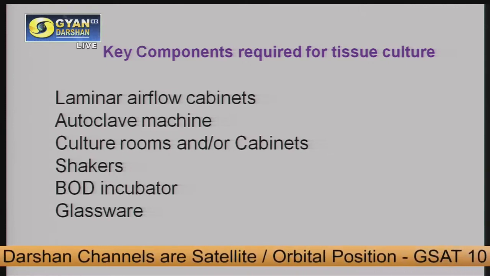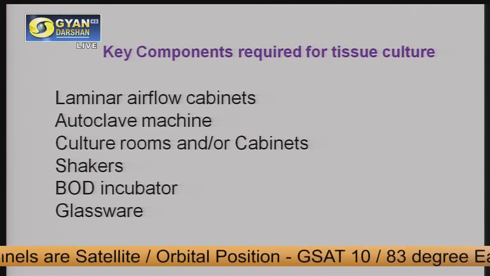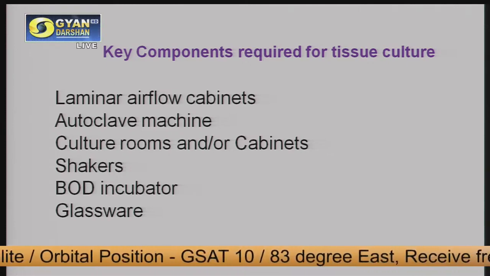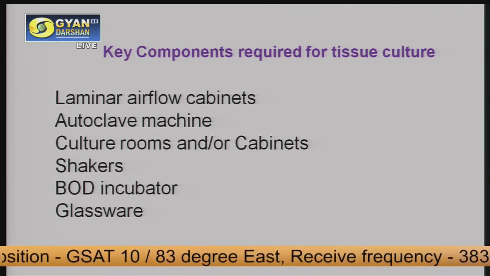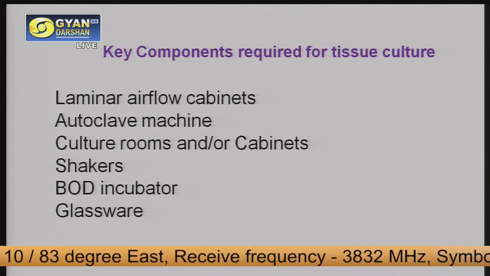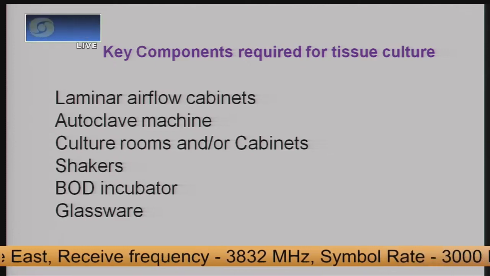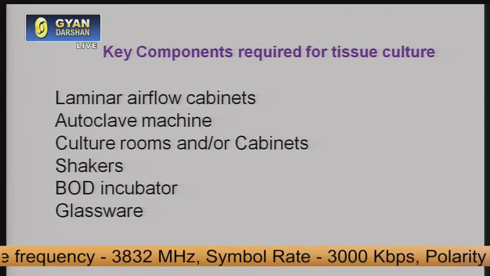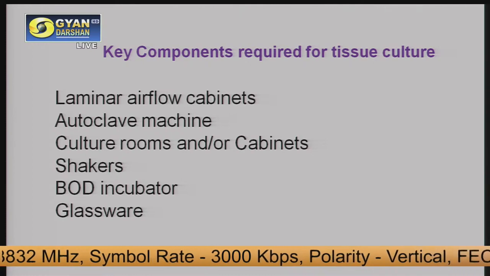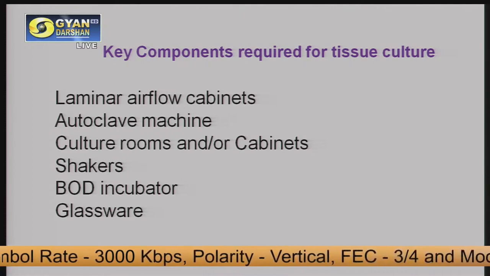Culture room and or cabinets. The culture room should be supplied with ACs. Okay, you need to provide them with split ACs. Then shaker, that is especially we use them for the suspension culture, generating cell suspension, BOD incubator, and the glasswares and also the plasticwares. So you need Petri plates, okay, the culture tubes. So all these are the basic requirements which you need to first purchase before you start up your tissue culture work or develop a tissue culture laboratory.